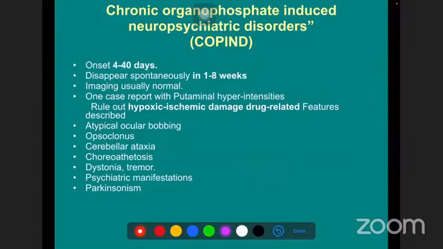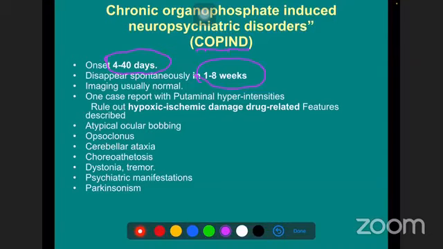২৪ ঘন্টা থেকে ৯৬ hours there will be intermediate syndrome, and after 96 hours within 4 to 40 days there occurs chronic organophosphorus induced neuropsychiatric disorders. So it is, in short, known as COPIND, chronic organophosphorus induced neuropsychiatric disorder. This occurs usually 4 to 14 days. It disappears spontaneously within 1 to 8 weeks without having any treatment.